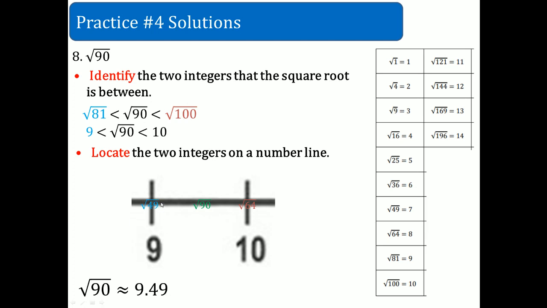This should be the square root of 81. That should be the square root of 100. Okay? But there you go. Those are all your homework solutions for practice 4.